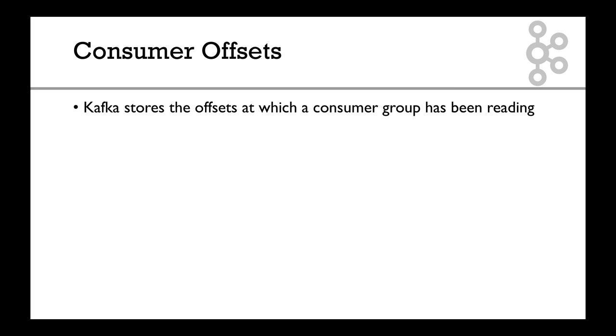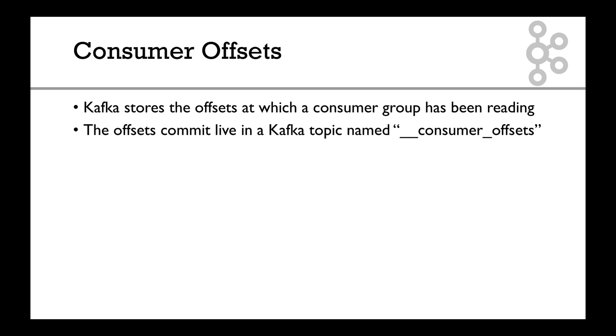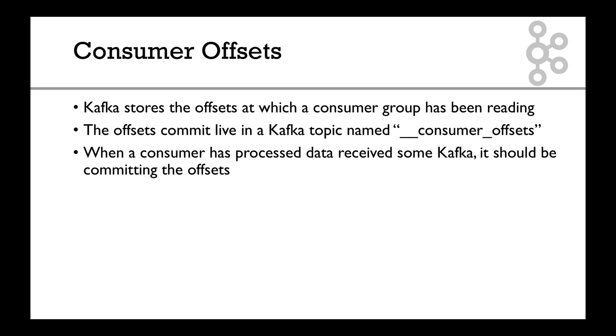Okay, so now you may ask me, how do consumers know where to read from? And that's a really good question. And the answer is consumer offsets. So remember the offsets, it's 0, 1, 2, 3, up to 11, and whatever. It's increasing for each partition. Well, Kafka stores the offset at which a consumer group has been reading. That's really important. That offset storage is actually stored in a Kafka topic named consumer offsets. And basically, when a consumer has been reading some data and processed it, it will be committing offsets.